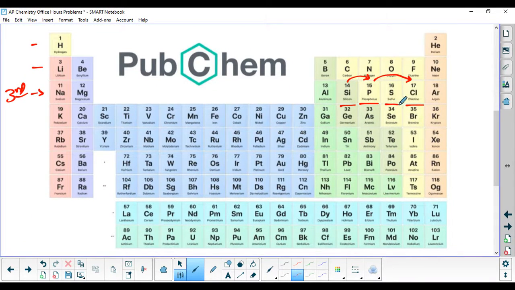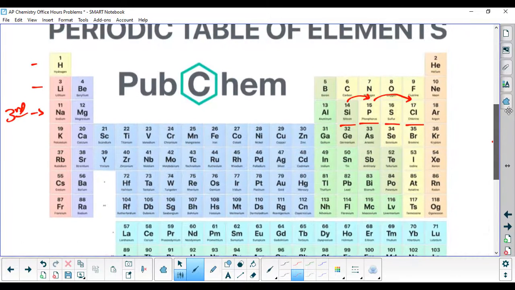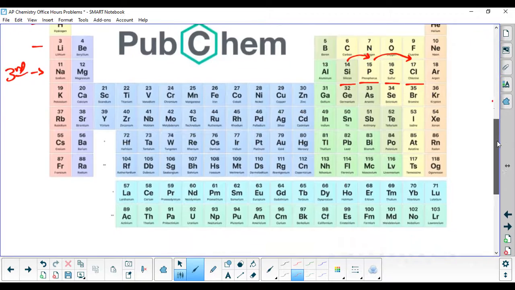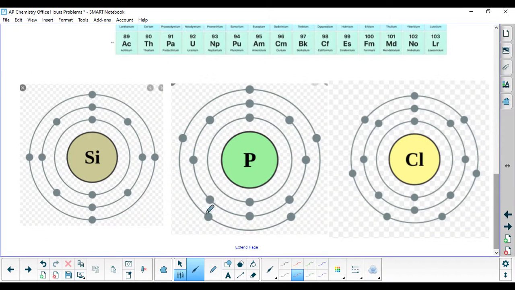You could look back at an old video where we talked about those paired electrons in that p orbital. So we skip sulfur here. So silicon, phosphorus, and chlorine. Let's look at their structures. The short answer is effective nuclear charge increases as you go this direction. Let's look at what that is, though, for those that don't remember. This is your effective nuclear charge.